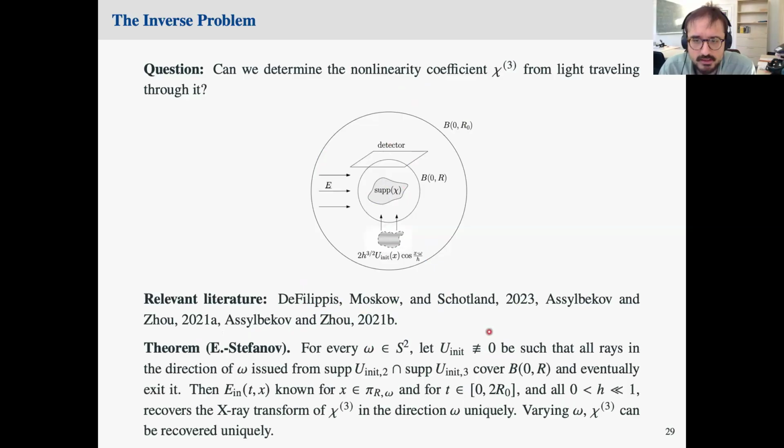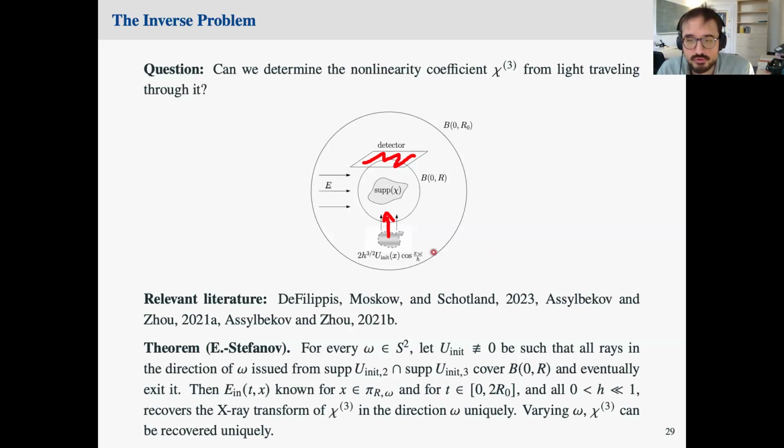And so we can deduce that if you fix a direction to begin with, like an omega, and you fix some initial data such that all the rays issued from this direction will cover the ball and will eventually exit, then if you measure in your detector for long enough, a finite amount of time, sort of like 2 times the radius of this large ball where everything is happening, you can recover the X-ray transform of the nonlinearity in the direction of omega.